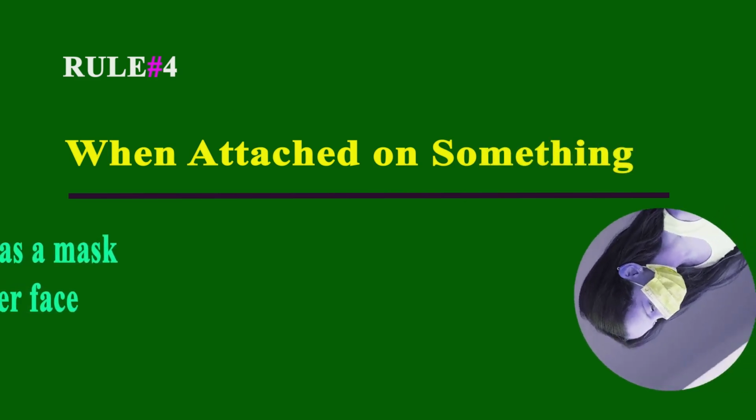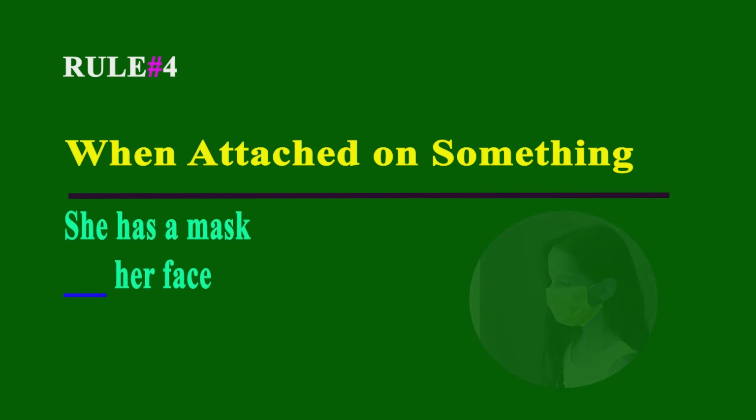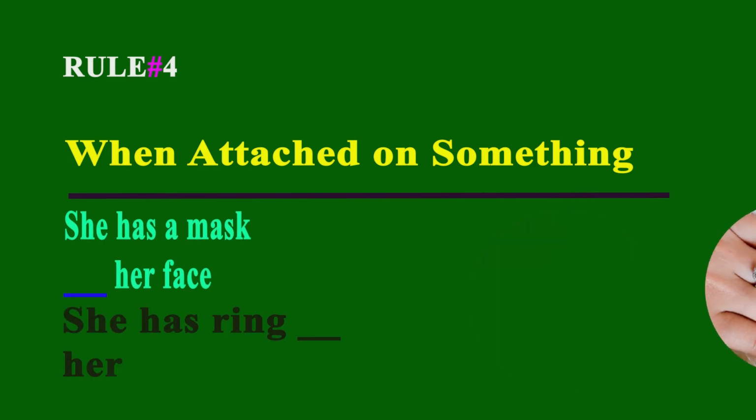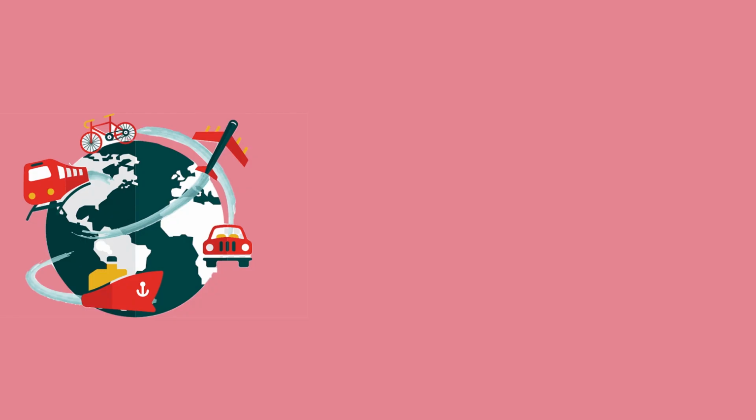Rule 4. When something is attached on something. She has a mask on her face. This mask is attached and we use on. She has a ring on her finger. This ring is attached, so we will use on. We will use on in both the cases because something is attached. So she has a mask on her face. She has a ring on her finger.